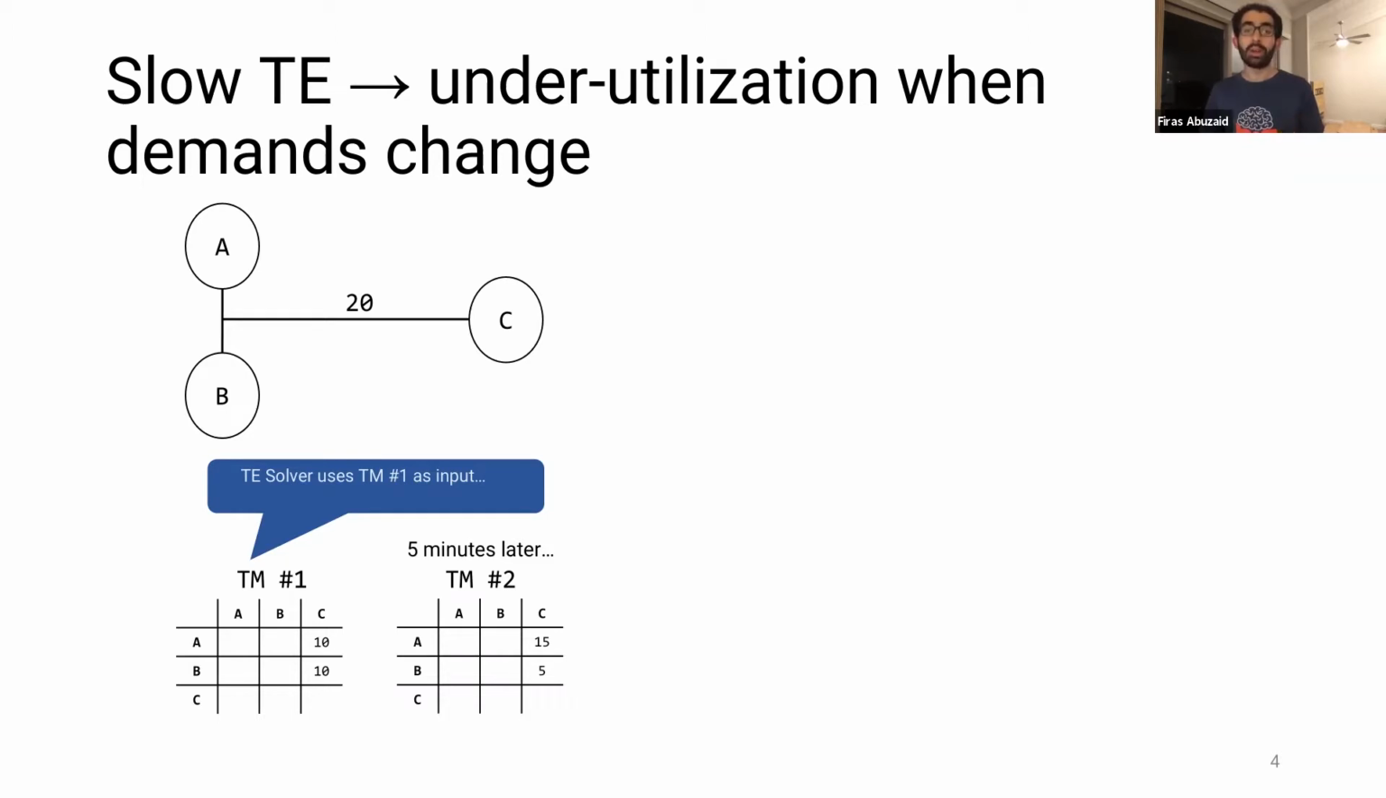Unfortunately, the TE solver is unable to respond in time. It allocates based off of TM1 when TM2 is what's needed. This leads to 10 units sent from A to C, even though 15 were requested, and 5 units sent from B to C, which gives us a total utilization of 75% instead of 100%.